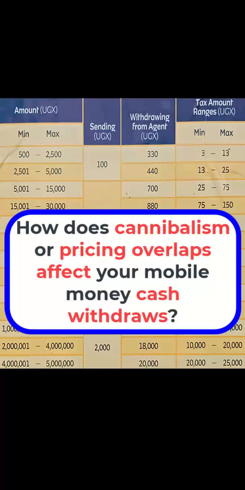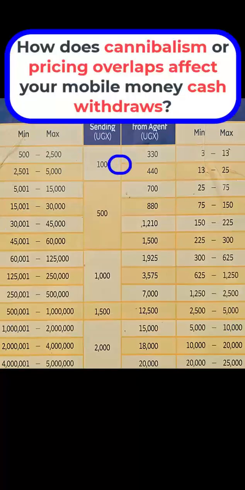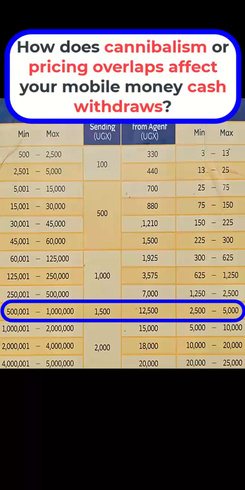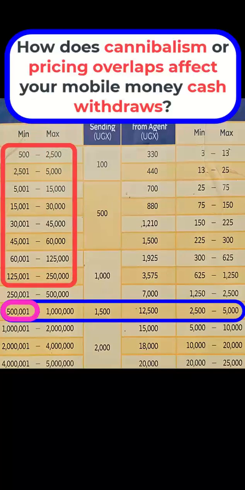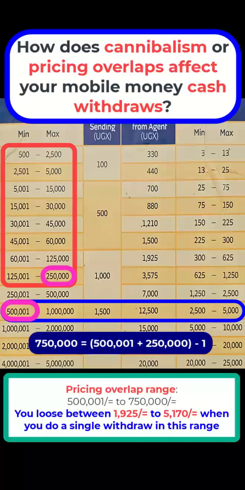So how does this affect your mobile money cash withdrawals? Let's take this band that starts at 500,001 as an example. If you withdraw, I repeat, any amount of cash from this band, starting from the lower edge and going up only to the maximum value of the smaller bands it cannibalizes, which in this case is up to 250,000 shillings, you'll end up paying more if you withdraw it as a single transaction than if you split it.